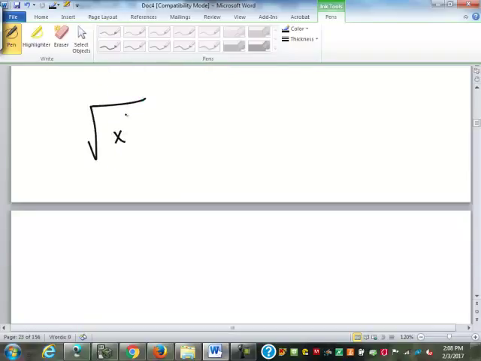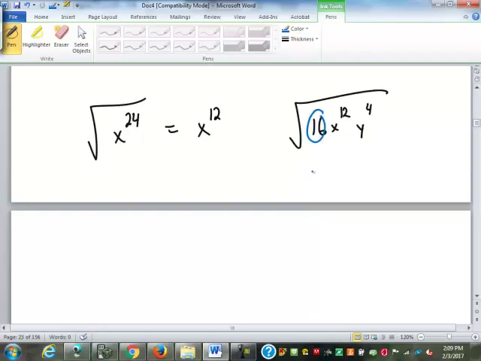I'll give you an easy one. What's the square root of x to the 24th? X to the 12. Very good. How about the square root of 16, x to the 12th, y to the 4th? We have to do the square root of the number. What's the square root of 16? 4. Square root of x to the 12th? X to the 6th. And square root of y to the 4th? Y squared. Perfect.